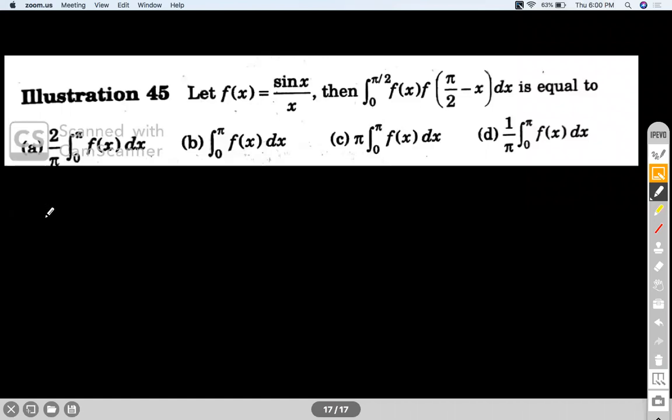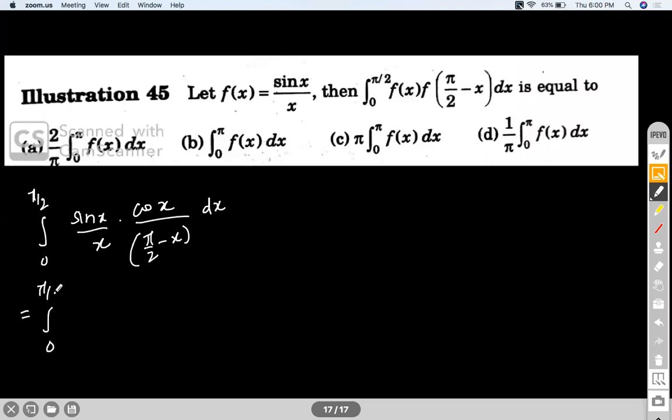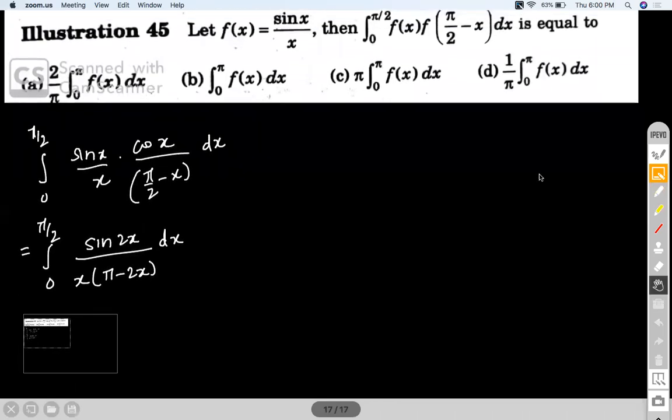Okay. It's too much time you're taking. So 0 to pi by 2. f of x is nothing but sine x by x. f of pi by 2 minus x is nothing but cos x by pi by 2 minus x. Correct? So it's 0 to pi by 2. Can I just multiply throughout with 2 and make it sine 2x by x into pi minus 2x dx? Correct? Now, look at the options.